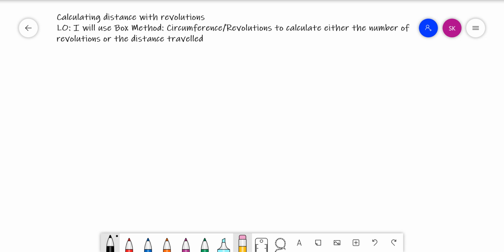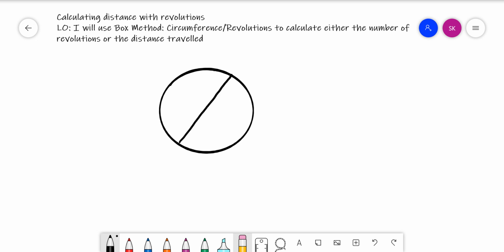So, we're calculating distance with revolutions. Now, it doesn't mean a revolution like the French Revolution or the Russian Revolution, where society decides to overthrow the establishment. I'm not talking about that right now. We are talking about a circle, and specifically we're talking about a wheel. Here's my wheel.